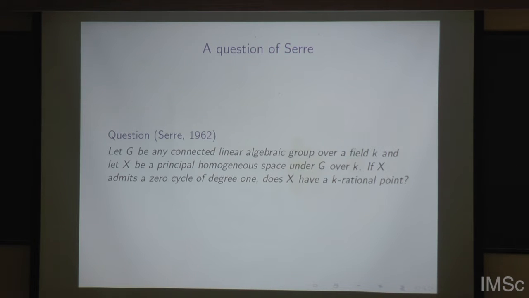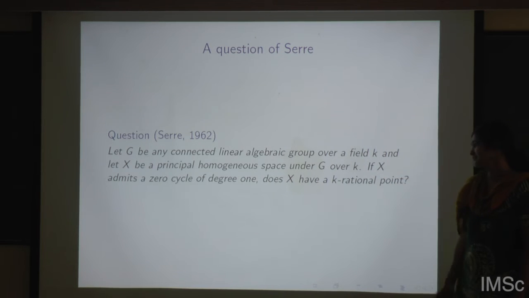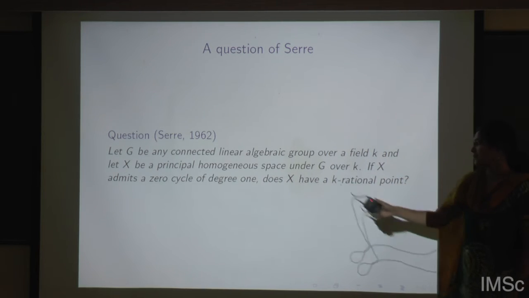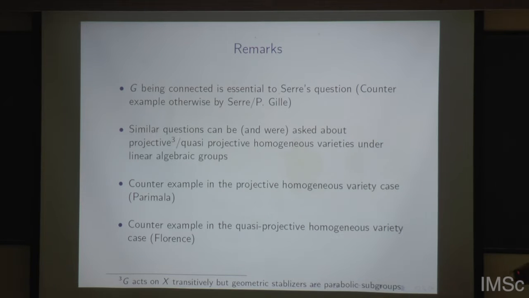And this is precisely the question of Serre. So this was posed in maybe 1962. If you have a connected linear algebraic group over a field, you have this very nice variety, a principal homogeneous space under the group over the field. If you have a zero cycle of degree 1 on your variety, do you also have a rational point? And because it's a question of Serre, maybe you should carefully investigate why you are restricting yourself to such a particular variety. So, all the things are kind of essential.